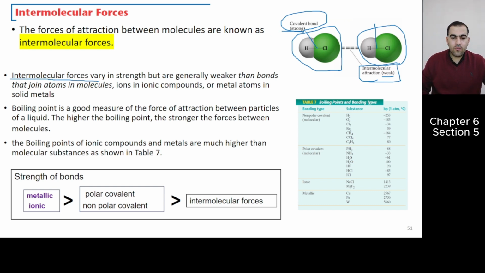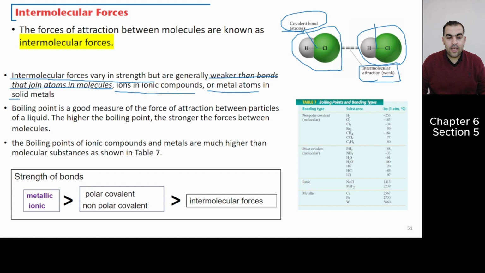Intermolecular forces vary in strength, meaning not all intermolecular forces have the same strength; they change with the types of molecules, but generally they're weaker than bonds that join the atoms in a molecule. What bond joins the atoms in a molecule? Covalent bond. This is about this. And ions in an ionic compound: ionic bonding is stronger than what? Intermolecular force. Or metals, with metallic bonding.